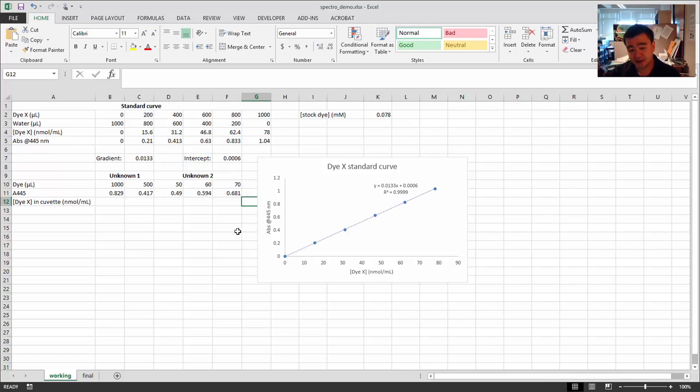Now, if you know how to use the slope and the intercept functions in Excel, feel free to use those functions at this point. If you don't, then we'll teach you about those functions later on in another component of Excel.